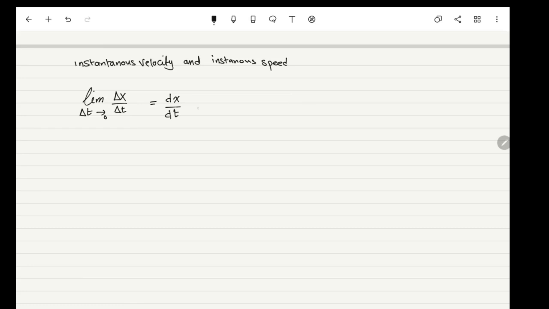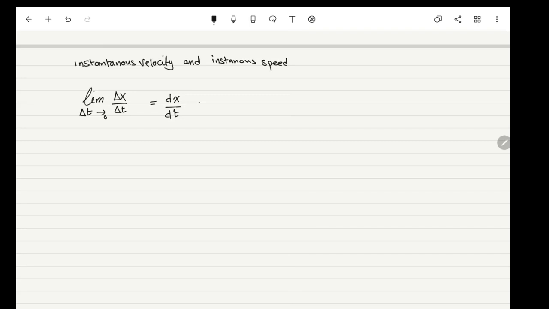Now let's define instantaneous velocity and instantaneous speed. The instantaneous velocity is the average velocity at a specific instant of time. In such a way, the instant is very, very small, when delta t goes to 0. So it's defined as the limit of delta x over delta t when delta t goes to 0, which is equal to dx/dt, the first derivative of x with respect to time.